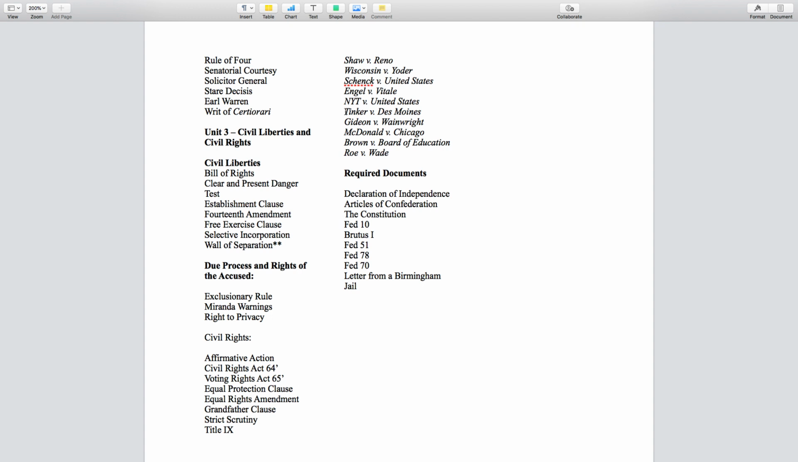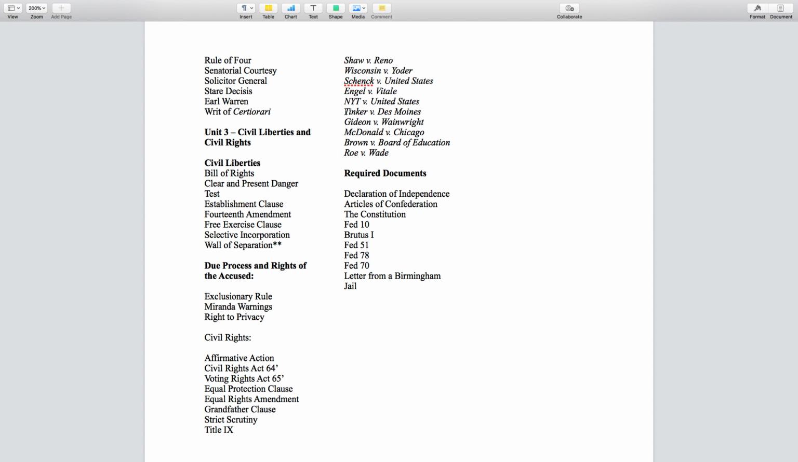Brown versus Board of Education is, does school segregation violate that equal protection clause of the 14th Amendment? It's a unanimous decision. They all say yes. It was a 9-0 Supreme Court decision. Yes, school segregation violates that 14th Amendment equal protection clause.